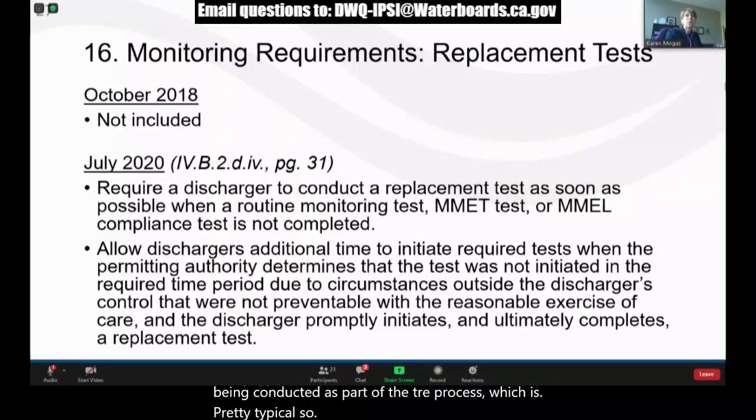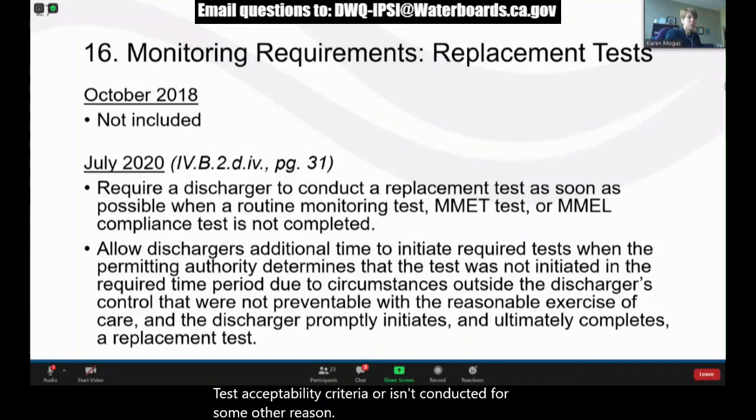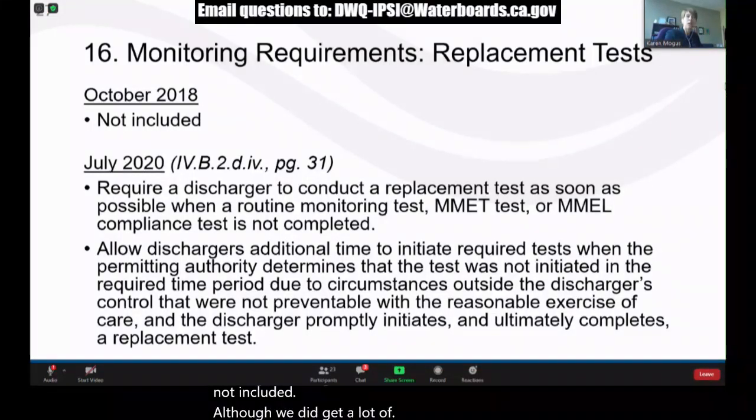The next issue is with respect to replacement tests. So if a test fails test acceptability criteria or isn't conducted for some other reason, what does a discharger do? And in the October 2018 version, this issue was not included. Although we did get a lot of comments about, well, what are we supposed to do when this occurs?